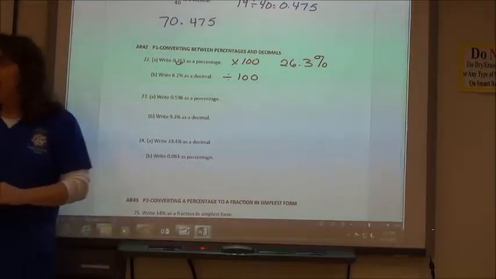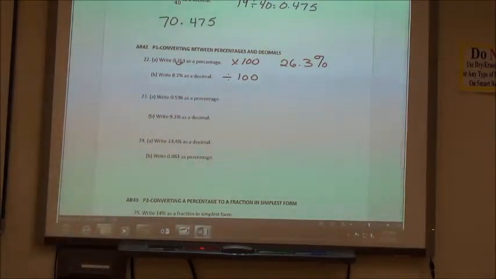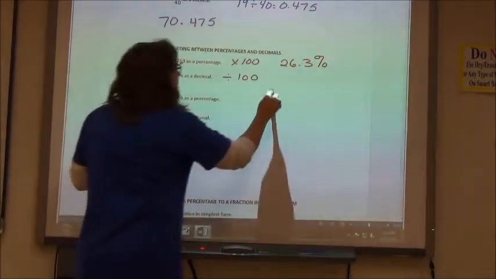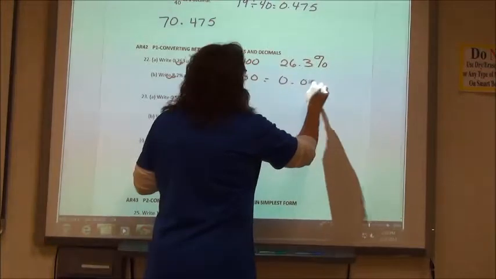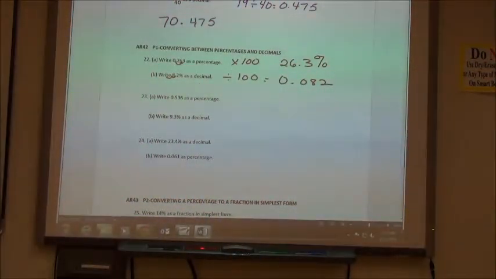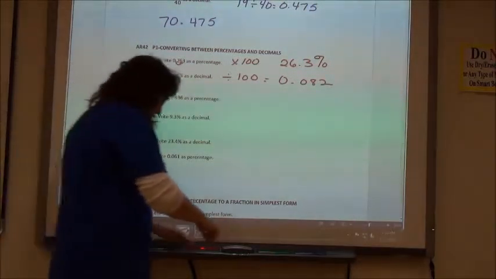8.2% as a decimal without the percent sign, I'm going to move my decimal to the left 2 places. 1, 2. I get 0.082, and there's no percent sign anymore. Keep in mind some common ones when you work with percent.